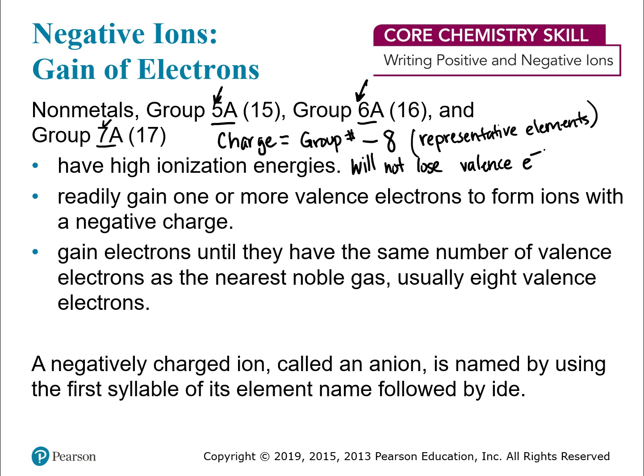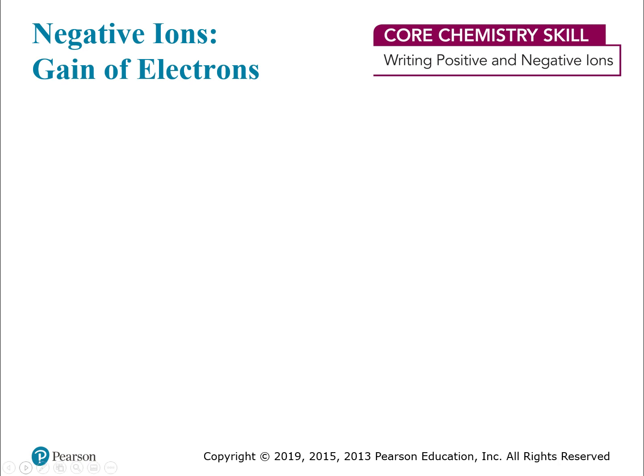A negatively charged ion, which we call an anion, is named by using the first syllable of its element name followed by ide, I-D-E. So let's talk about an example. We talked about the sodium part of table salt. Now let's talk about the chlorine part.